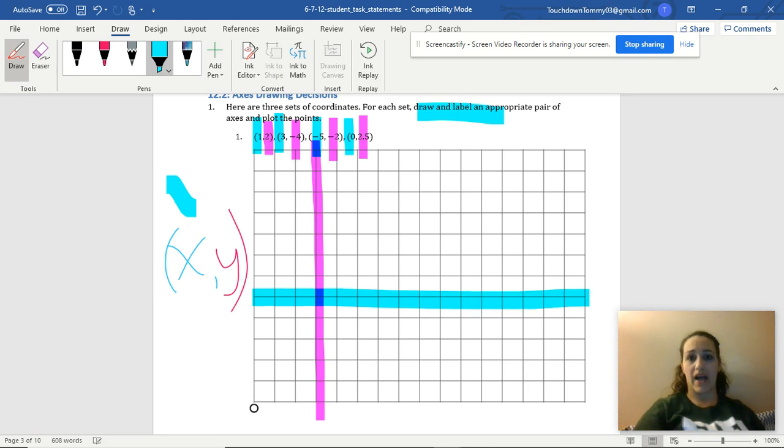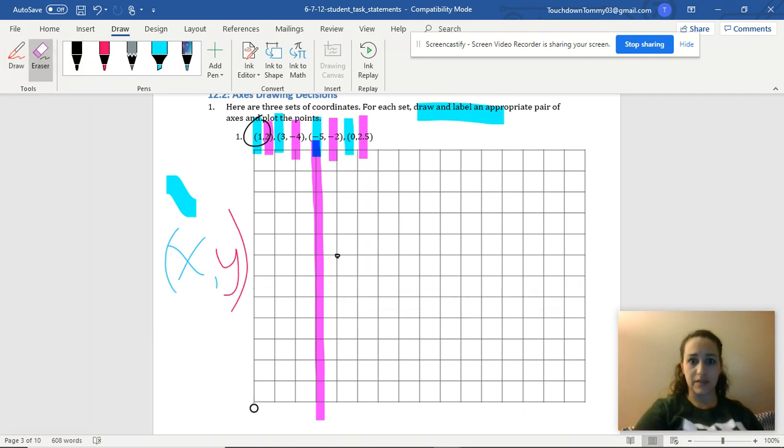Since we do have some negative numbers, I want to make sure that I can see at least part of all 4 quadrants here. And then I'm going to go ahead and plot those points. If I did this well, then I should be able to plot all of these points. So my first point is at 1, 2. So +1, +2, meaning that intersection right there would be the first point.